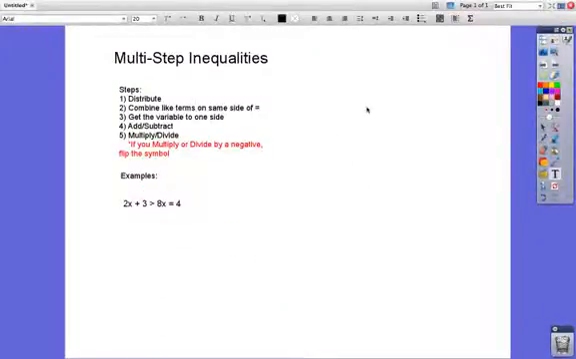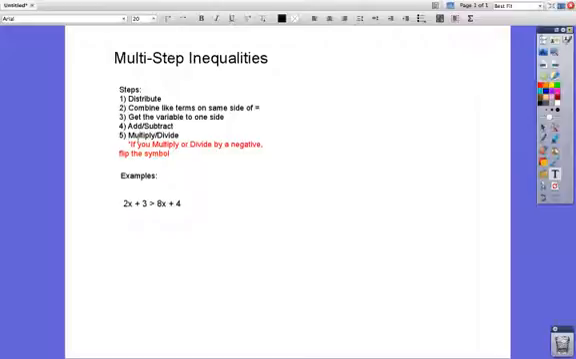Alright, so another topic we need to talk about today is multi-step inequalities, which are the problems with these symbols. So in this case, this is a greater than symbol. A symbol going in the other direction would be a less than symbol. So the steps you follow to solve these problems is exactly like the steps for solving equations. So you would start out by distributing if you have any parentheses. You would combine like terms if you can. You would try to get the variable to one side, add and subtract, and then multiply or divide.